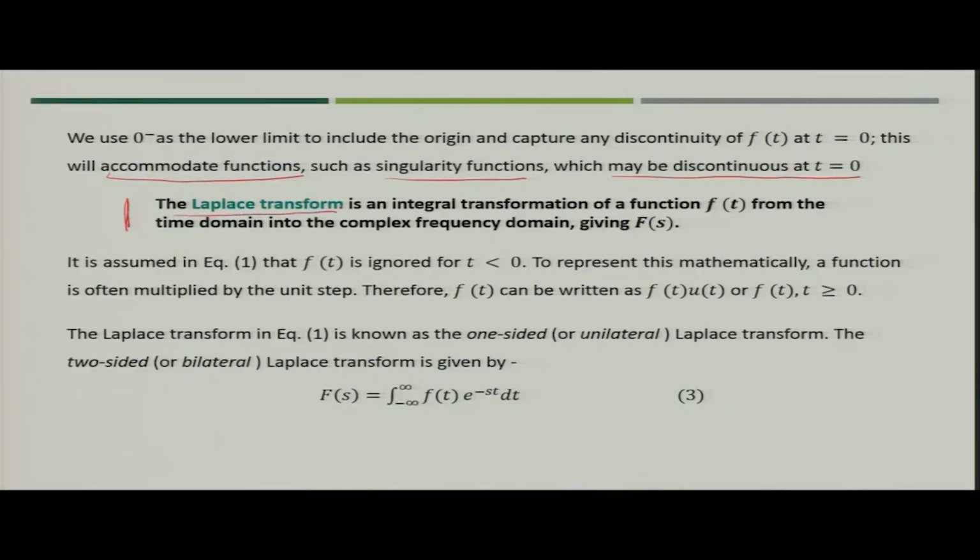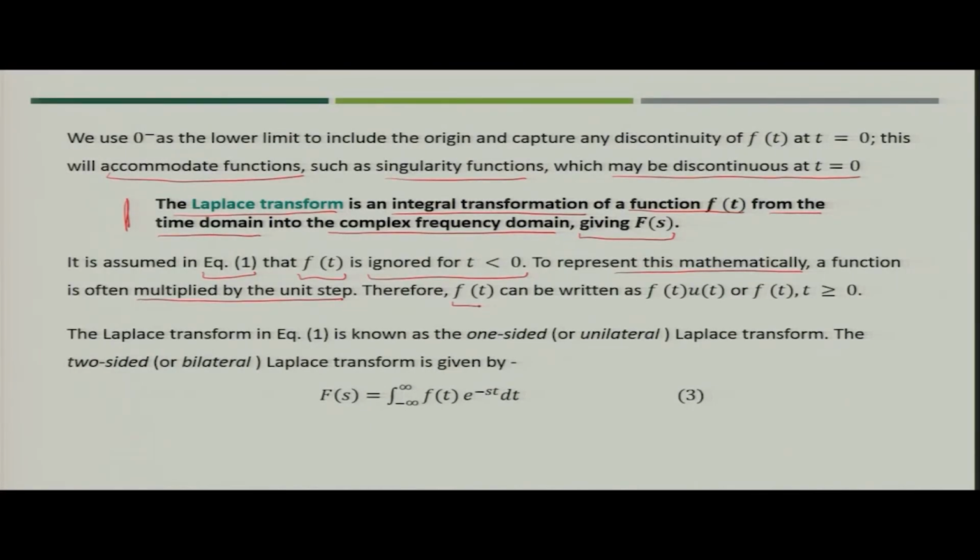So, what can we say about the Laplace transform? We can say that Laplace transform is an integral transformation of a function f(t) from the time domain into the complex frequency domain, and it is given by F(s). Now, if you assume in equation 1 that f(t) is ignored for time t less than 0, then you are representing this mathematically as a function multiplied by the unit step function.